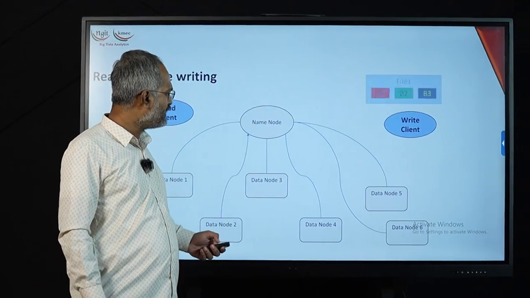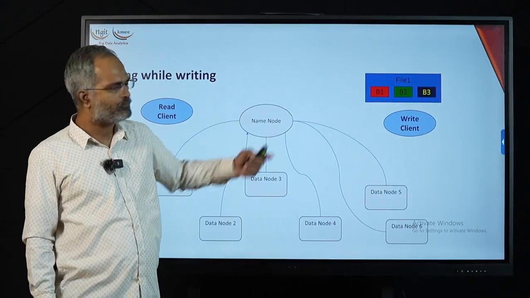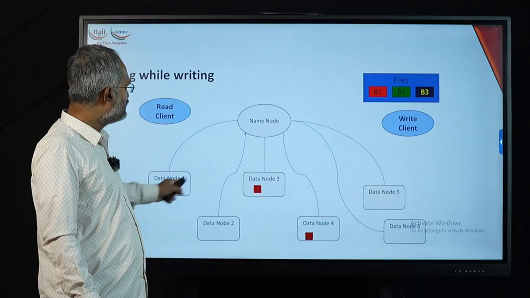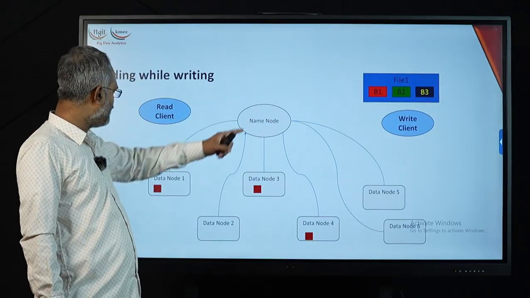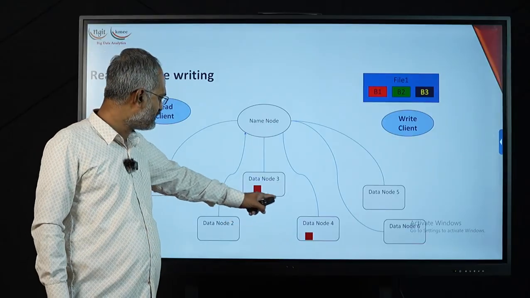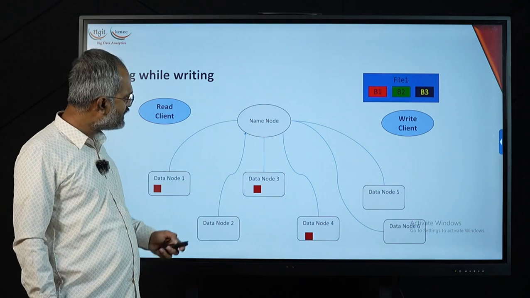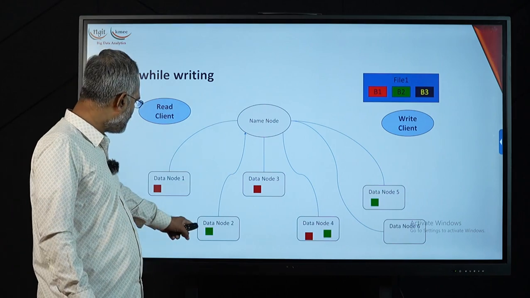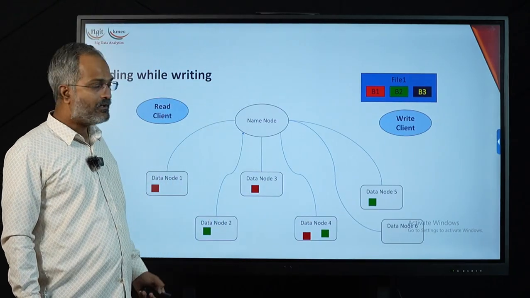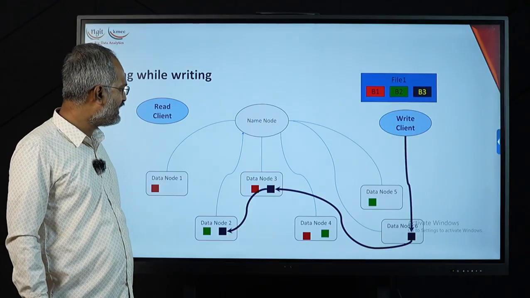Now let us see here, I have a file with 3 blocks: block 1, block 2, block 3. Blocks 1 and 2 are already written. Block 1, in red color, is already there in data nodes 1, 3 and 4. These are the replicas. Block 2 is already available in data nodes 2, 4 and 5. And block 3, in blue color, is still being written.